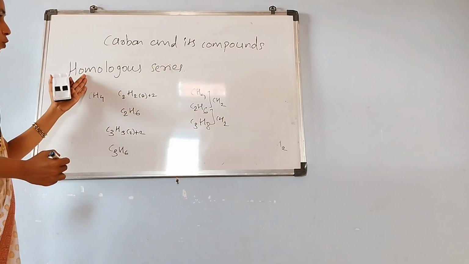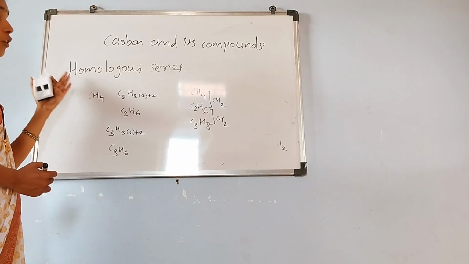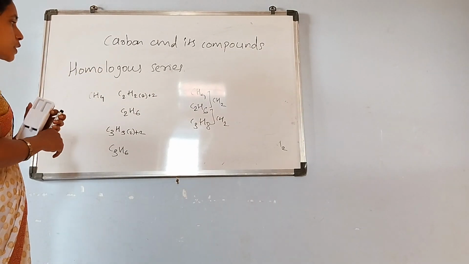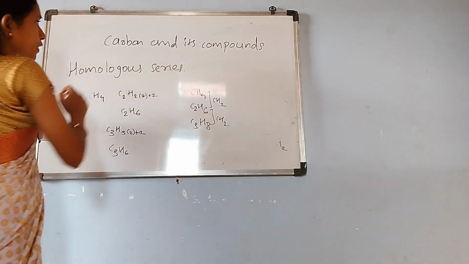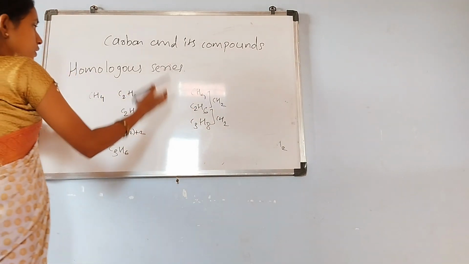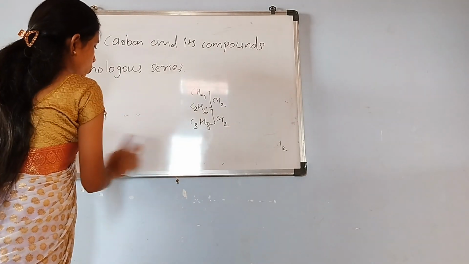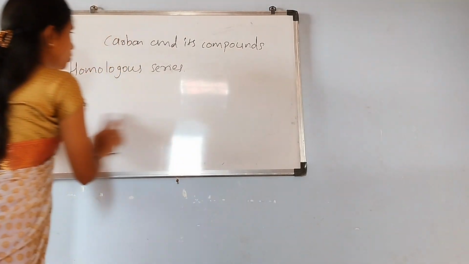We are discussing homologous series. Homologous series is a series of organic compounds having similar structures and similar chemical properties, but each successive compound differs by a CH2 unit. That we call a homologous series. So alkane, alkene and alkyne all belong to homologous series. Now we are going to write down the definition of homologous series.